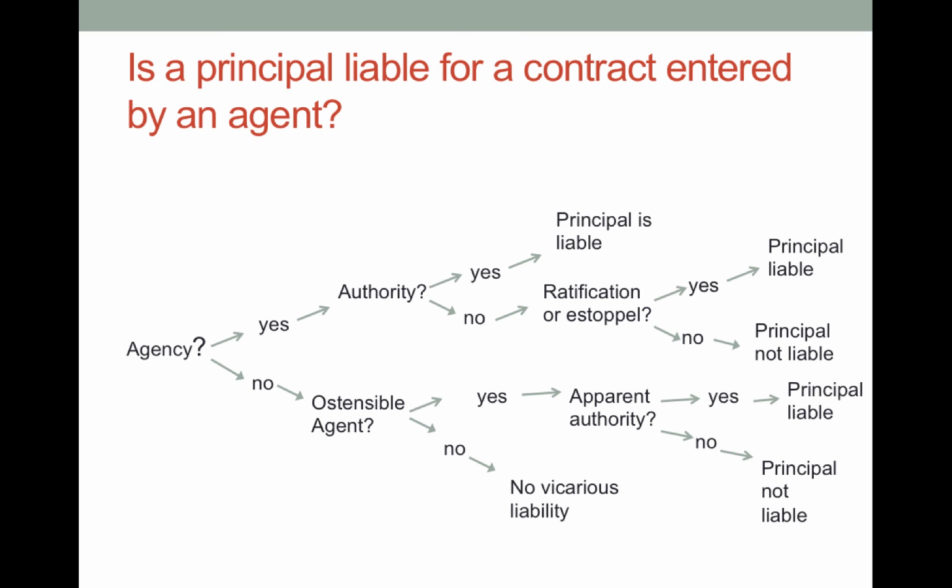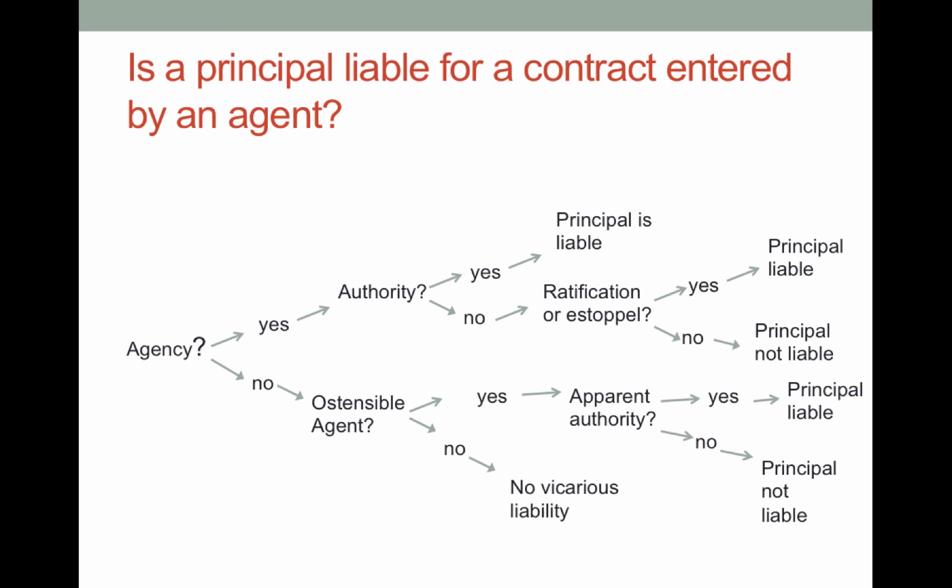If your answer is no, the principal did not ratify the contract, and there's no estoppel, then the answer is no, the principal is not liable. There was an agent who did not have authority, no ratification, no estoppel, principal's not liable. The third party was not reasonable in relying on the agent.